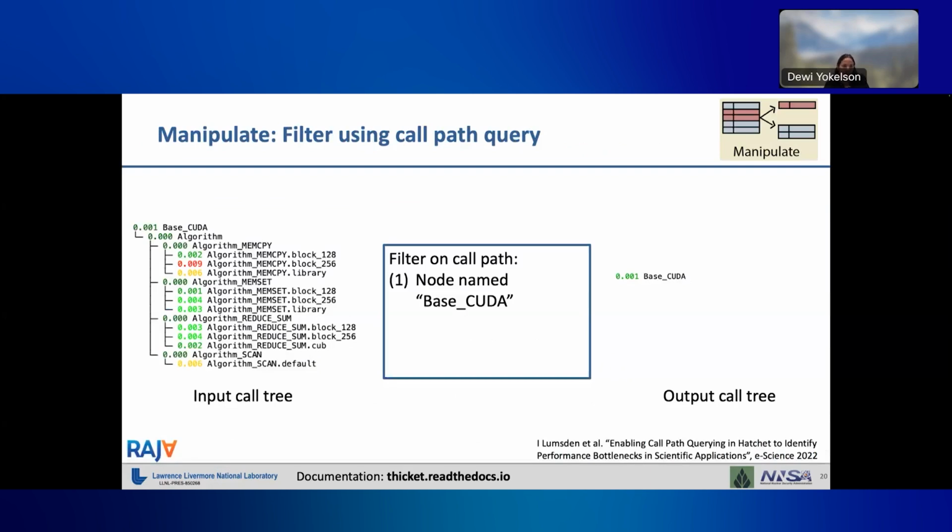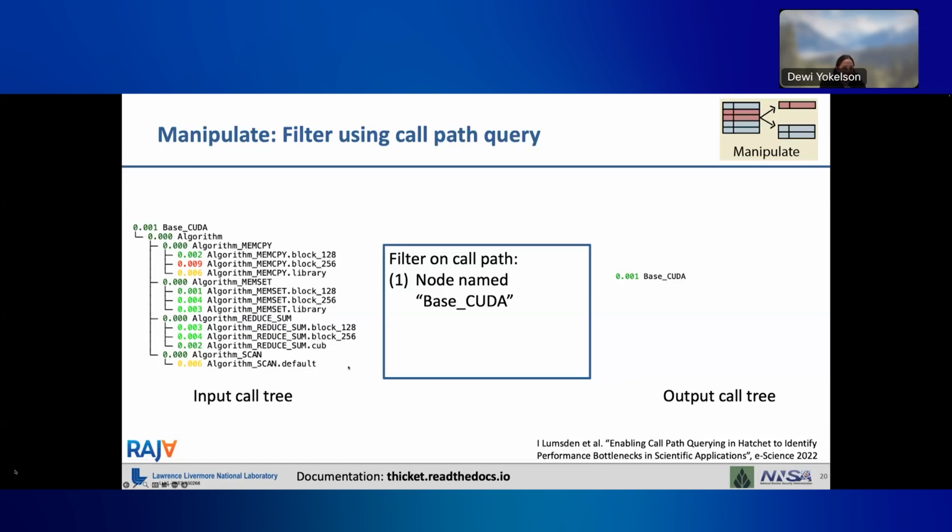Okay, we can also manipulate our data and filter it using call path queries. We have a pretty robust query language, and the paper with a lot of details about that is linked down here. So if you want more examples about how our query language works, they're in there. And one of the notebooks in the tutorial also has more on the query language.